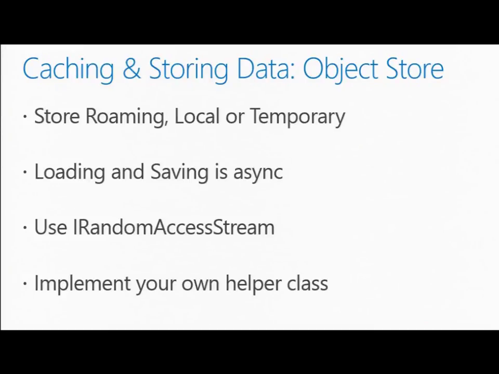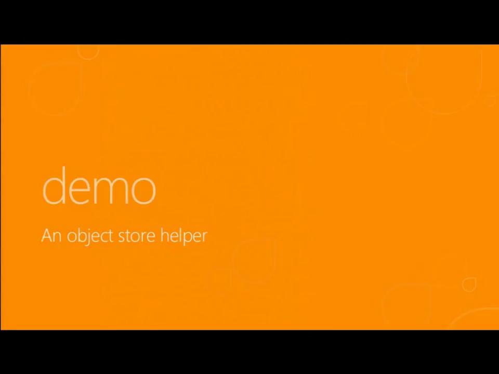As with most stuff in Windows 8, loading data from and saving data to your object store is async, so you have to keep that in mind. Typically you would use an IRandomAccessStream for this. I will immediately show you an implementation, because I have found this is something you do in a lot of applications throughout your application. So what I typically do is write a helper class that contains the save methods and the load methods, and I can use that throughout the application. So that's the first thing I'm going to show you. It's only part of the demo, so it won't actually run yet, but I'm going to show you the implementation already of such an object storage helper.